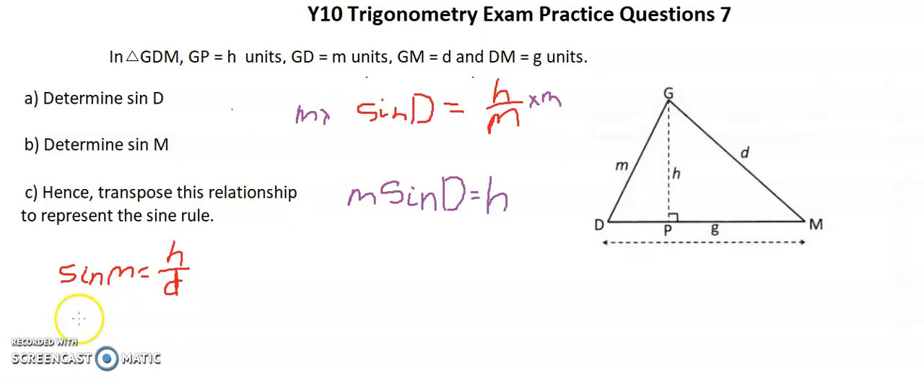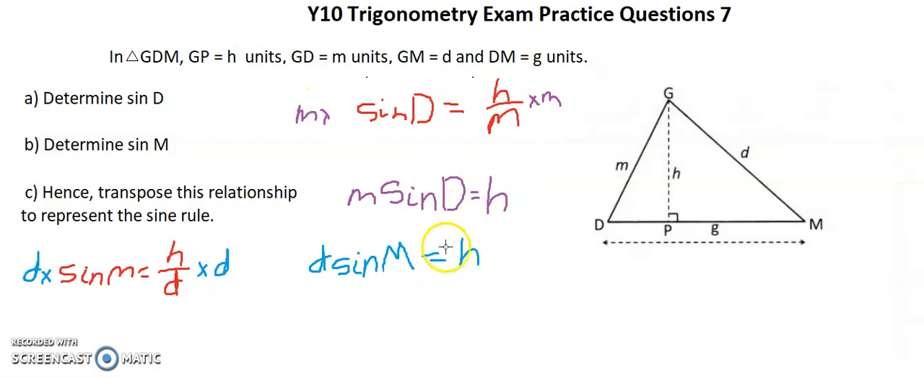I'm going to do the same thing on my other equation. So again, I'm going to times both sides by D. If I times both sides by D, I'm left with D sine M is equal to H. So straight away now I'm able to see that I have them both equaling each other. So the next step that I need to do is make them equal each other.